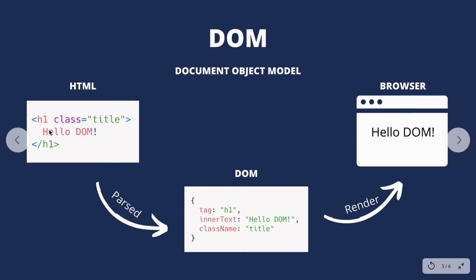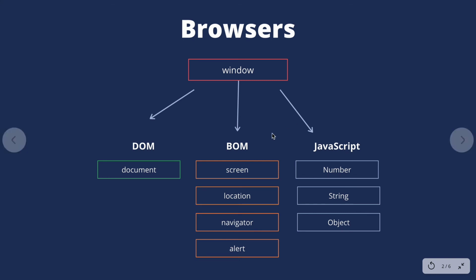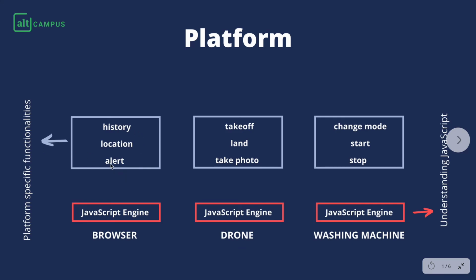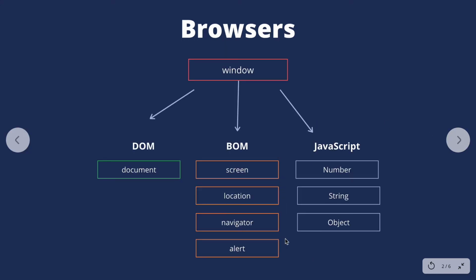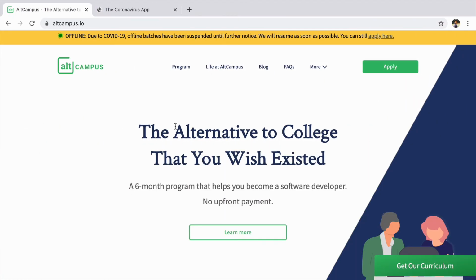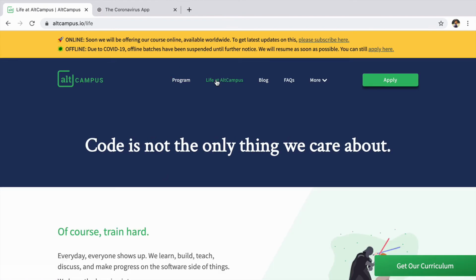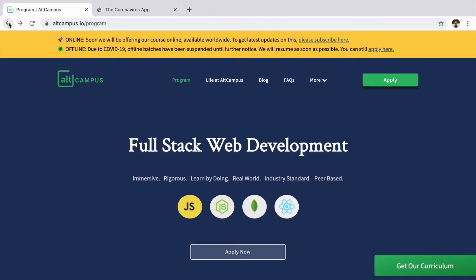Let's get back to the last thing, that is BOM. BOM stands for Browser Object Model. You remember we talked about how every platform like a browser or drone needs two things: platform specific functionalities and a JavaScript engine. So BOM is the platform specific functionalities that we need in browsers. Think about it. I am on this Alt Campus website and I want to visit different pages like program and life at Alt Campus. And when you click on the back button, it takes you back. So this is an extra functionality that is only present in browsers.